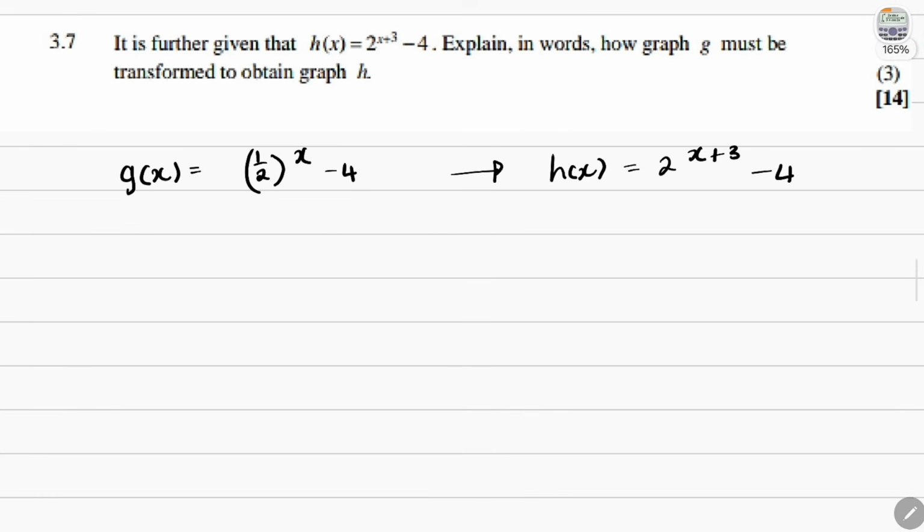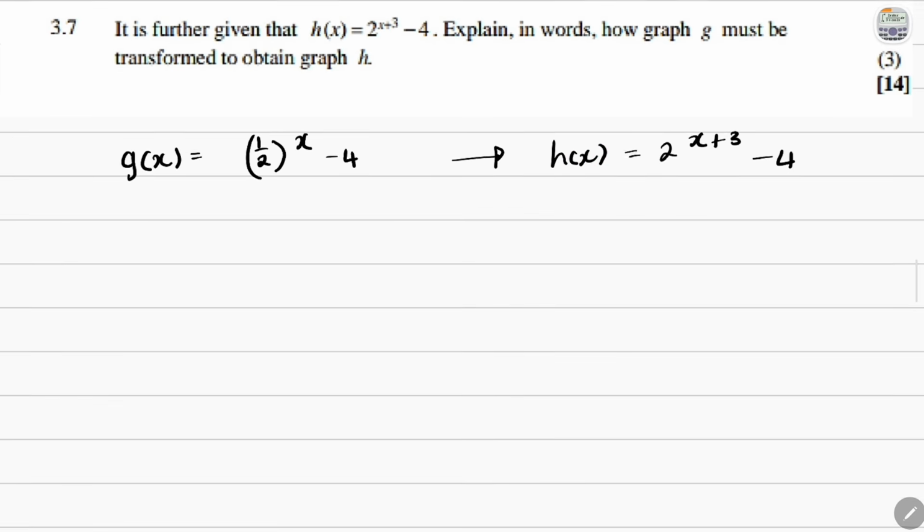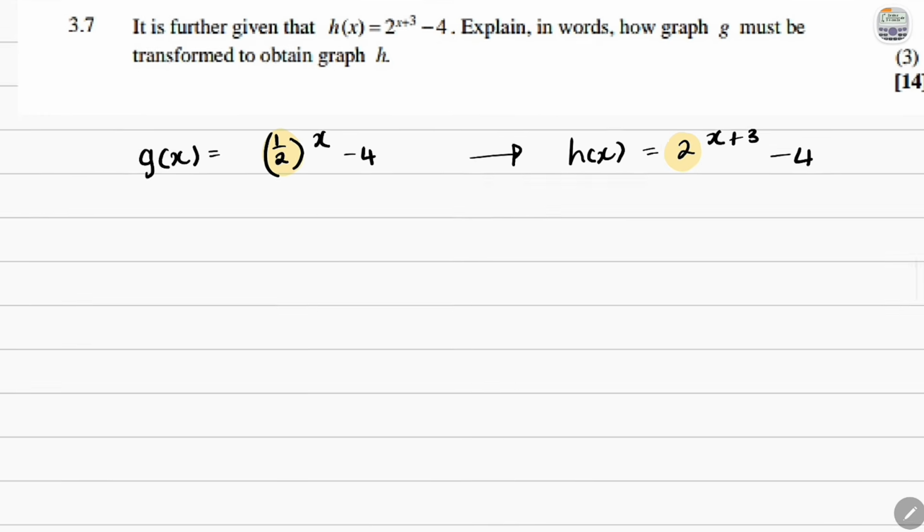So how do we get the equation of g to end up looking like the equation of h? There's a clear problem here that we need to work on first. Do you see how we have a half as the base here, but then here we have 2? So that needs to change.